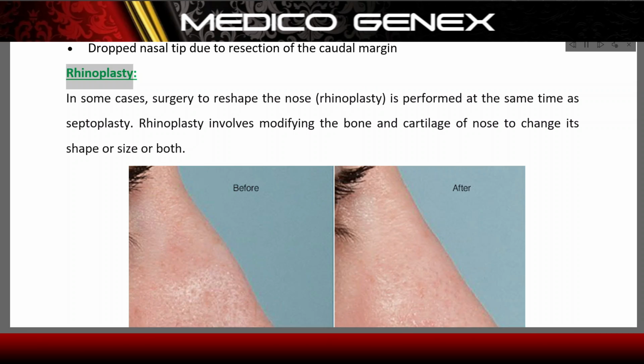Rhinoplasty. In some cases, surgery to reshape the nose, rhinoplasty, is performed at the same time as septoplasty. Rhinoplasty involves modifying the bone and cartilage of nose to change its shape or size or both.